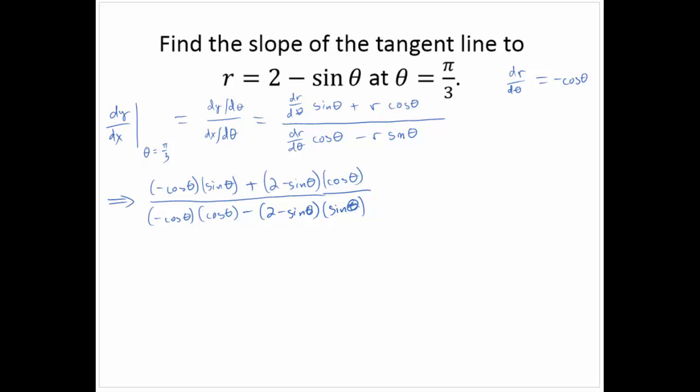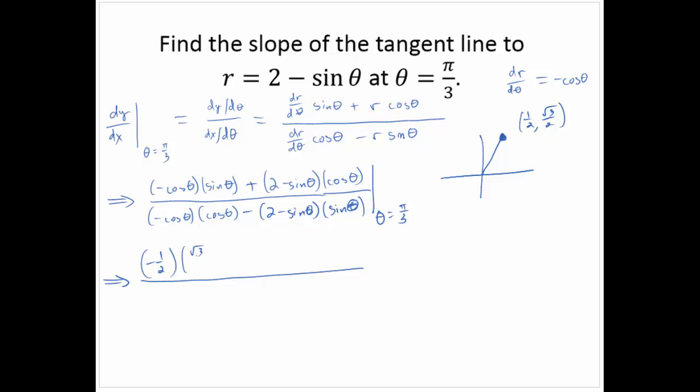Now, we want to evaluate this at theta equal to pi over 3. Remember, if theta is pi over 3, that's this angle, and so your point on the unit circle is 1/2, root 3 over 2. So negative cosine theta is negative 1/2, sine theta is root 3 over 2, plus 2 minus sine theta is 2 minus root 3 over 2, cosine theta is a half, over negative cosine theta, negative half, cosine theta, positive half, minus 2 minus root 3 over 2, and sine theta is root 3 over 2. Again, I made an error here. This should have been a subtraction in the denominator.